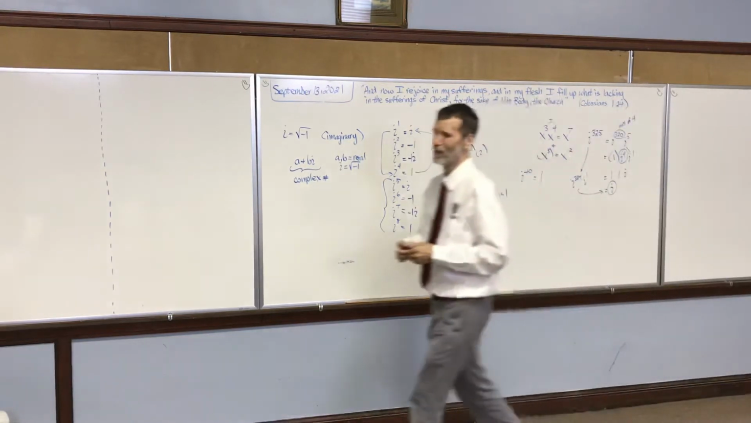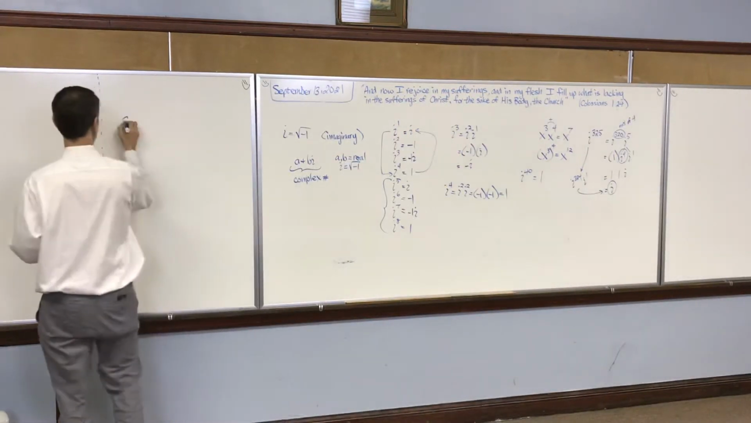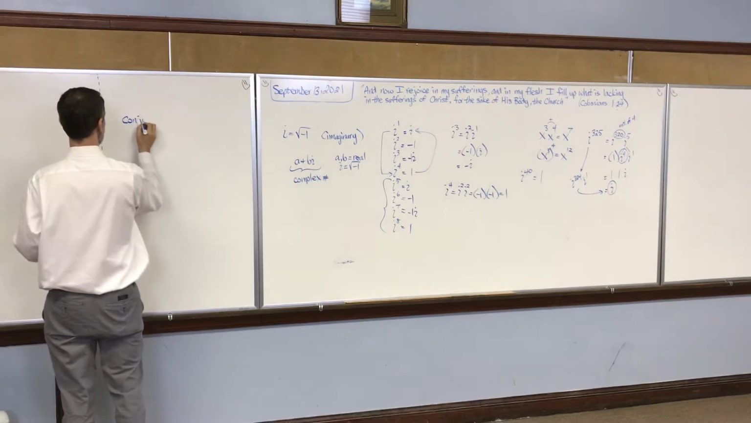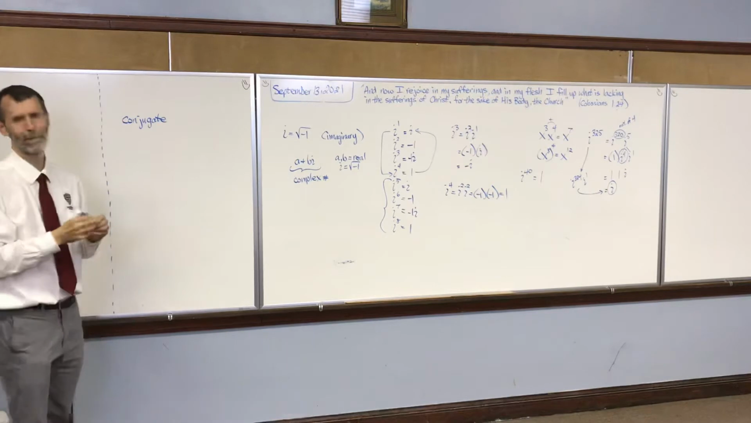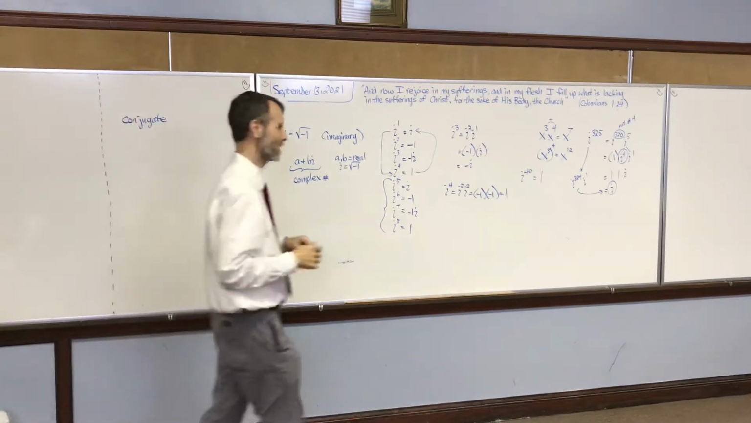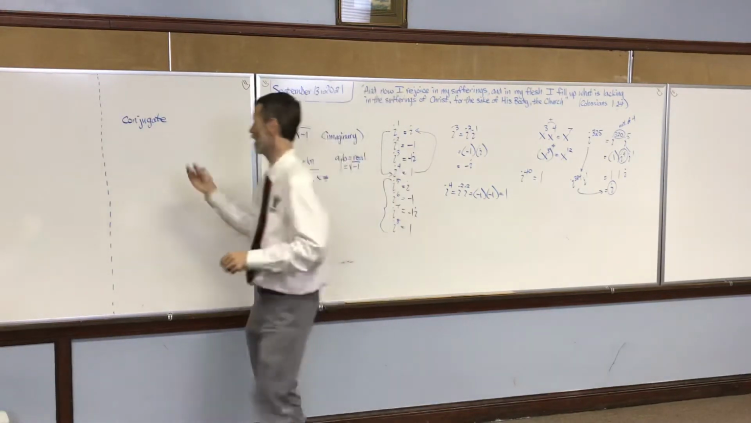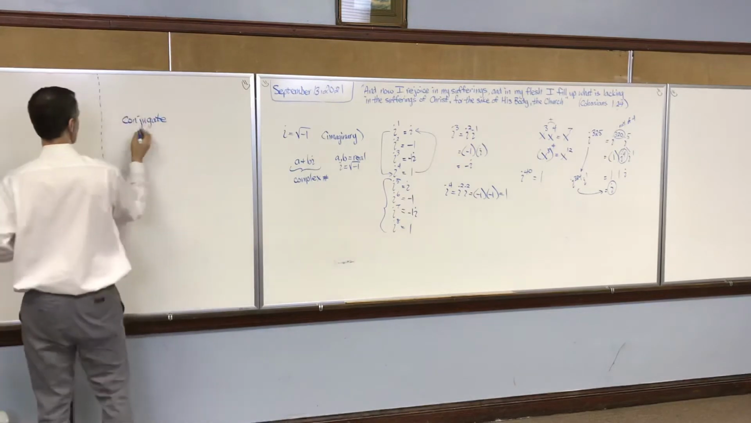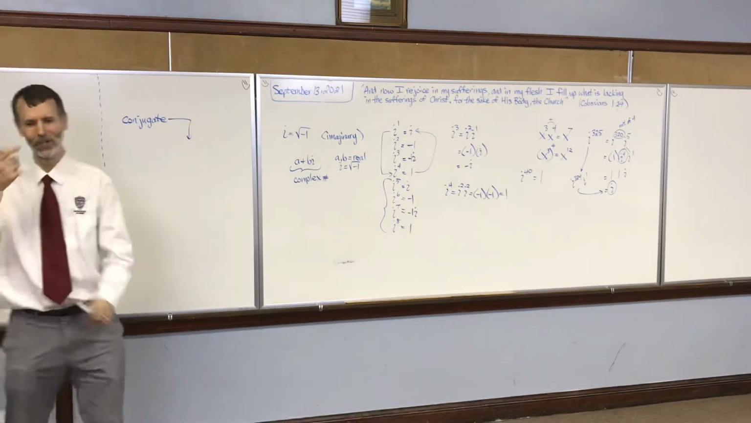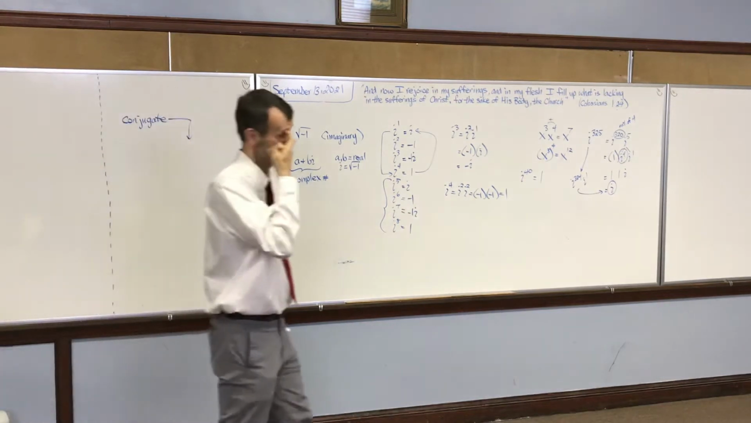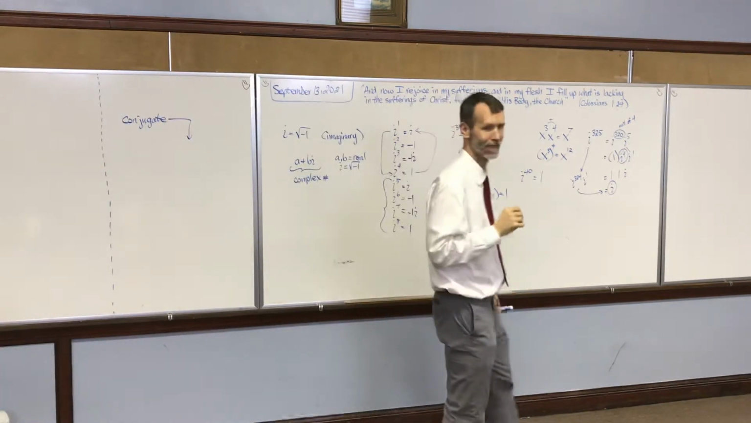All right. Can somebody remember this word for me? Conjugate. The conjugate of a complex number. I will say complex conjugate. Well, what is a conjugate? How do you get it? Should be in your notes from the other day. How do you get a conjugate?